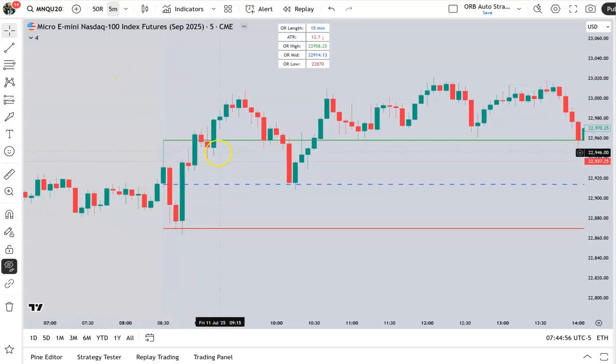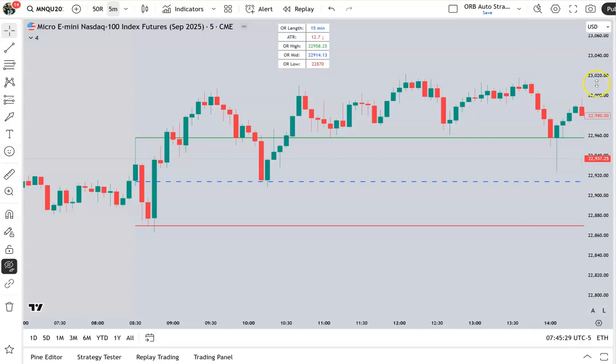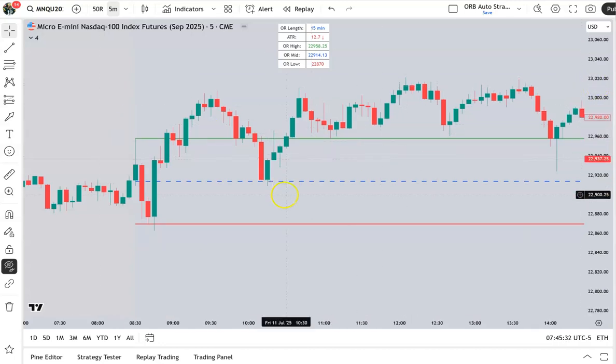So for me, I like to get between 10 and 20 points per trade and trade the equivalent of one mini. A mini is $20 per point. And so if you get 10 points, that's $200, all the way up to 20 is $400 per trade. And you'll see here, this is 88 points of movement in this opening range. So you can see there's plenty of points available for you to do that multiple times throughout the day.